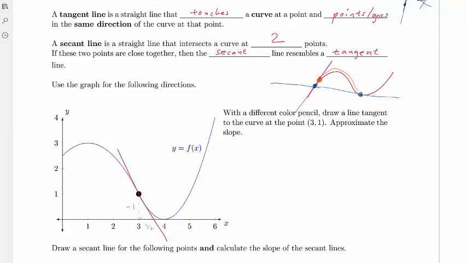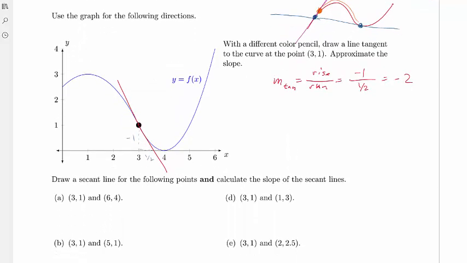So let's calculate the slope of that tangent line. Well, again, it's rise over run. And so we know the rise is -1 because it drops down. And then the run is simply 1/2 unit. And this simplifies to -2.